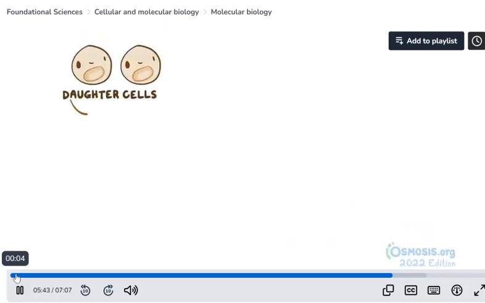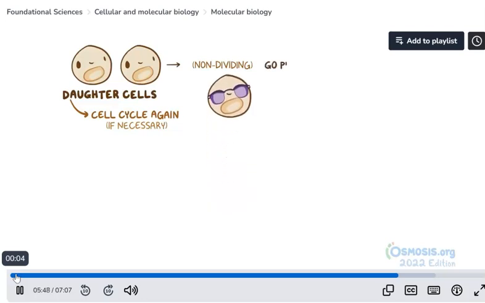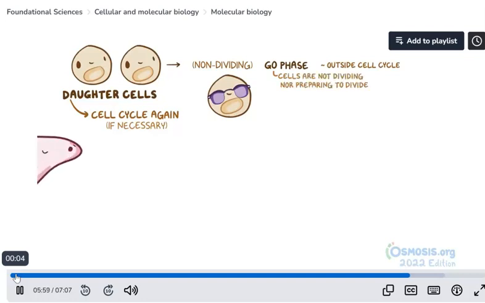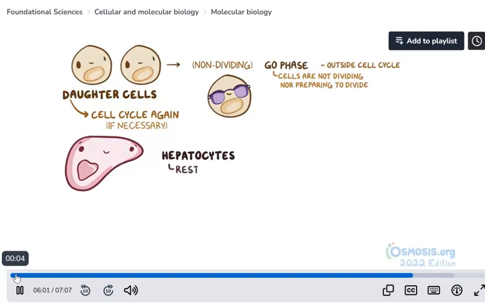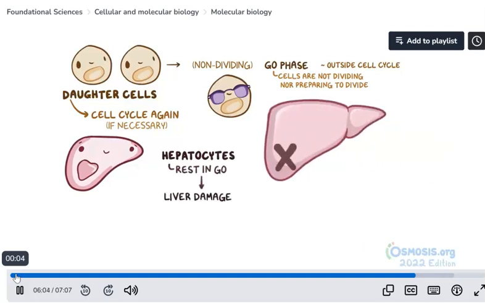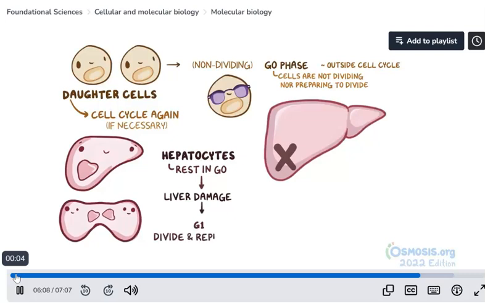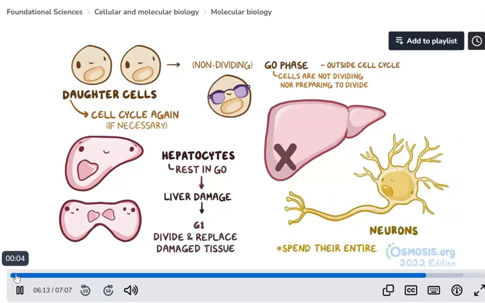Now, both those daughter cells can enter the cell cycle once more if they need to. If they don't, they enter the non-dividing or G0 phase. G0 is considered to be a phase outside the cell cycle, because while the cells are living, they're neither dividing nor preparing to divide. An example of this would be hepatocytes, which rest in G0 until there's liver damage, at which point they enter G1 again, so that they can divide and replace damaged tissue. Another example would be neurons, which spend their entire life in G0.